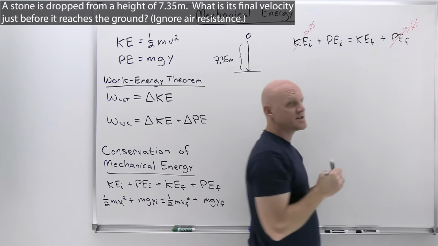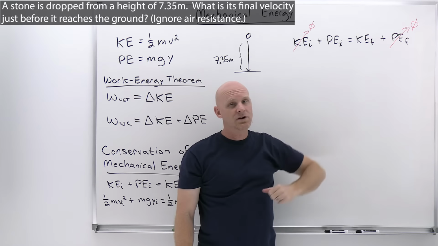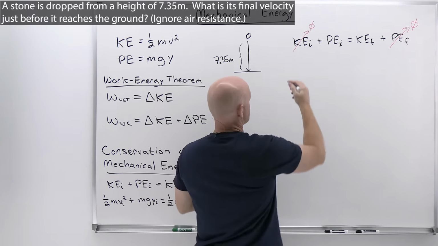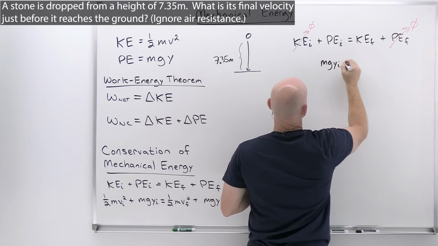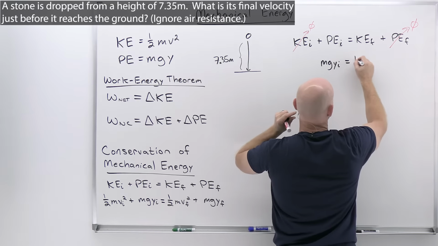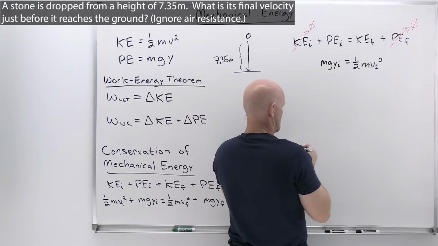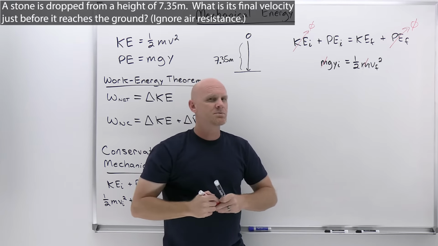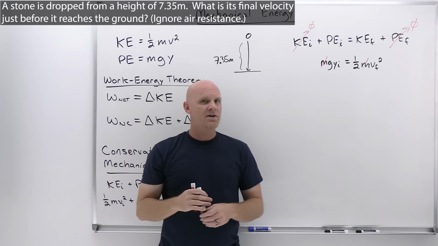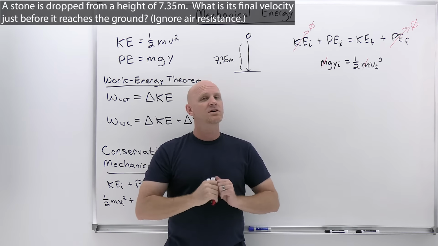Here we're left with a situation where the initial amount of potential energy is going to equal the final amount of kinetic energy. So we can substitute our expressions in: mgy initial equals 1/2 mv final squared. And notice what falls out. Mass falls out of this, which shouldn't be too surprising. The only conservative force acting on this object, and the only force in general, is gravity, and gravity doesn't care about your mass.